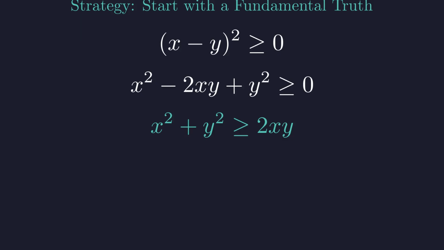Add 2xy to both sides. Now, the sum of squares is at least twice the product. This is our first bridge. Watch how it connects to our goal. This tool is general. Let's make a clever substitution. Let x equal a squared and y equal b squared. This will help us build up to the fourth powers in our problem.